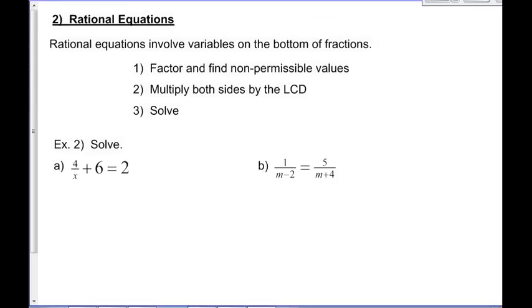Number 2, rational equations. They involve variables on the bottom of fractions. So that means you're going to have to look out for non-permissible values or restrictions. We'll multiply both sides of an equation by the lowest common denominator, and then we'll solve. And finally, we need to check that the solution is not restricted, or wasn't a restriction.